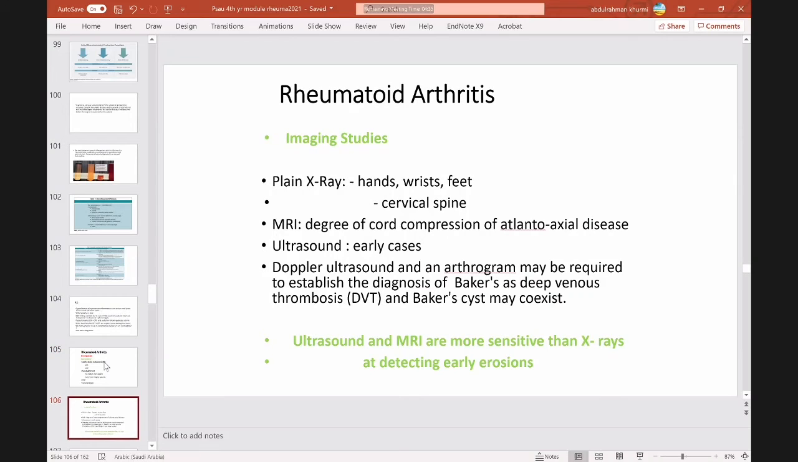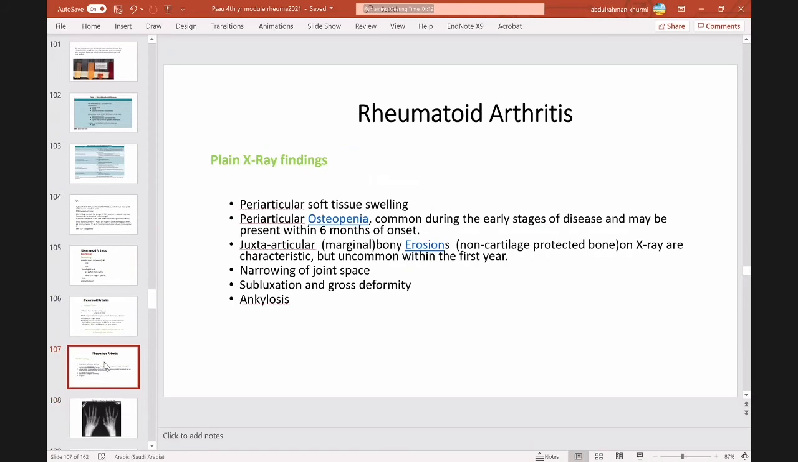You can do imaging, ultrasound, X-rays, and MRI, and ultrasound can also give you the activity of the disease. If it is active, the Doppler sign will become positive. X-ray will show you the erosions and the periarticular osteopenia. So if you do an X-ray of the joint, you can see periarticular swelling, periarticular osteopenia, marginal erosion of the joint, narrowing of the joint space, subluxation, gross deformity, and ankylosis.